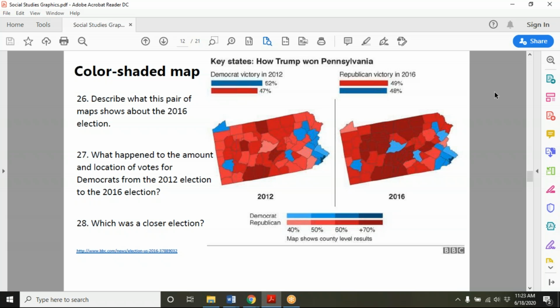In 2012, did the electoral votes in the Electoral College for Pennsylvania go to the Republican or the Democrat?